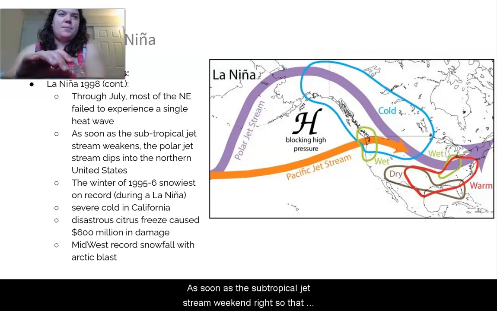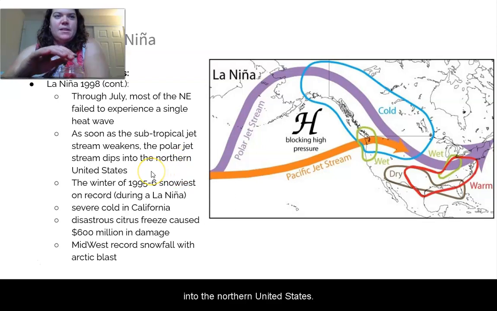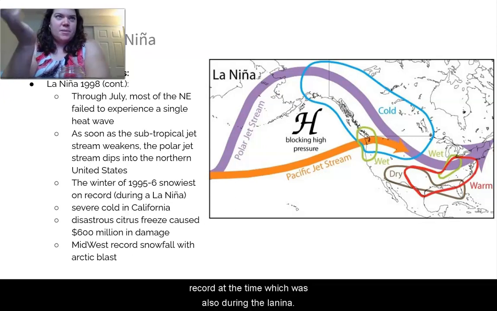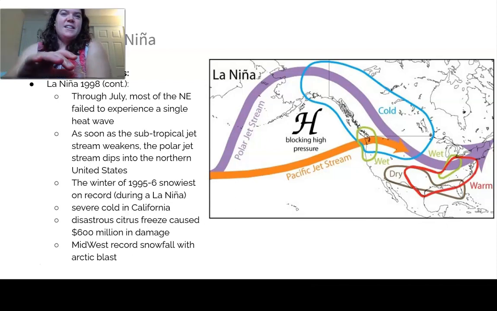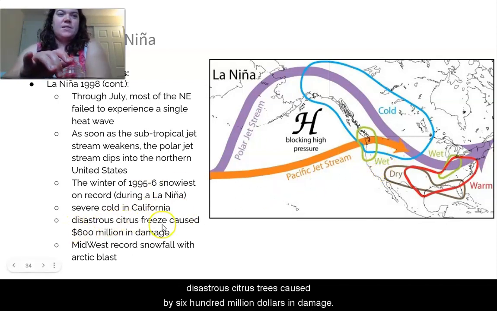As soon as the subtropical jet stream weakened, right, so that one went away, we see the polar jet stream drop south into the northern United States. Another example, the winter of 1995-96 was the snowiest on record at the time, which was also during the La Niña. There was severe cold in California, and there was the disastrous citrus freeze caused by $600 million in damage.